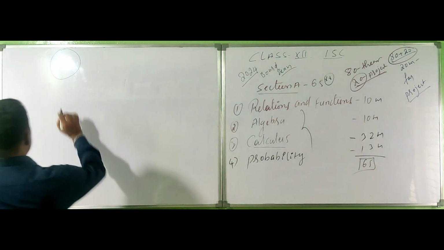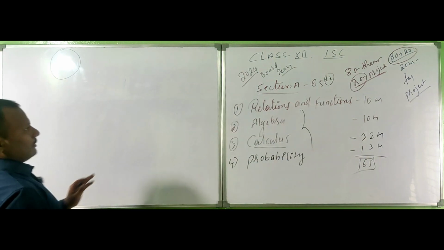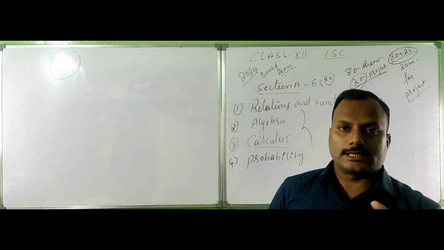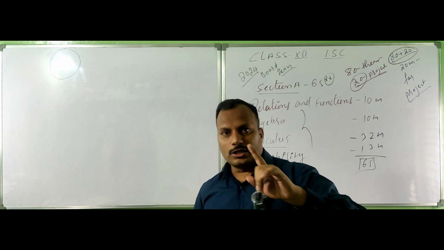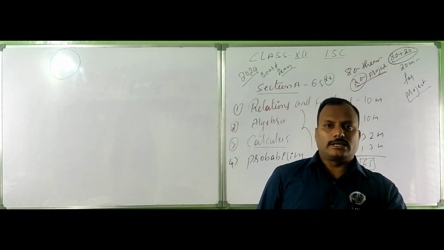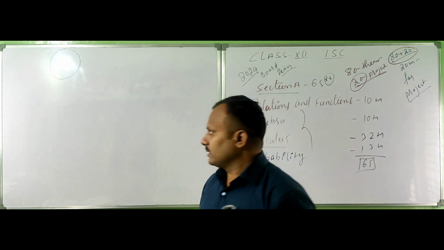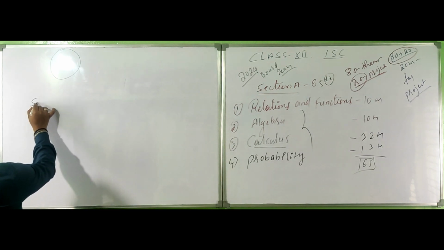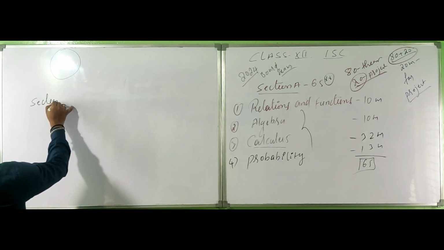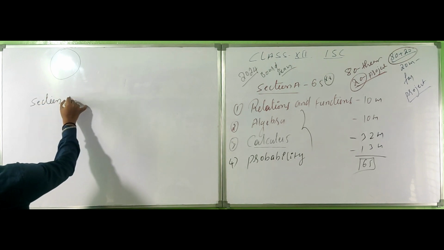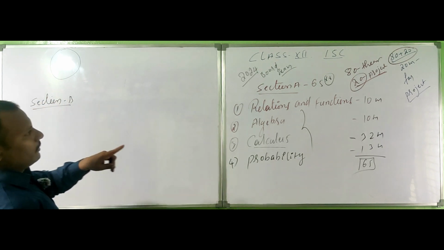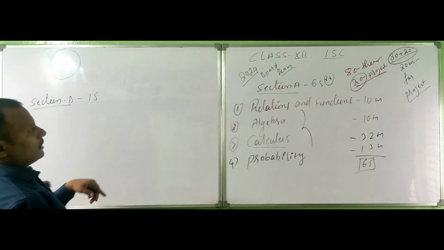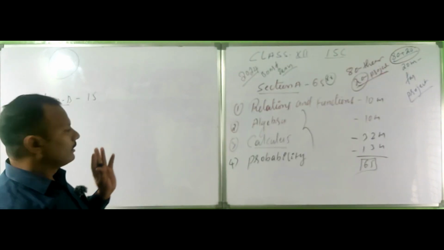Here we have section A, section B, and section C. Section A is compulsory, and section B and section C are optional, meaning you can choose the questions from either section B or section C. Section B weightage is 15, right? 65 plus 15 is 80.